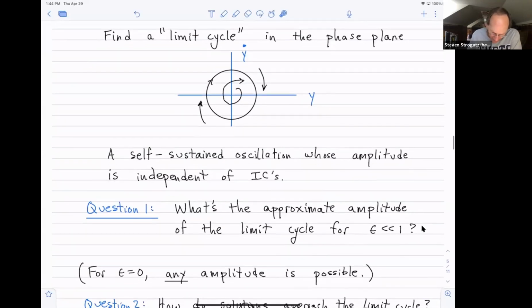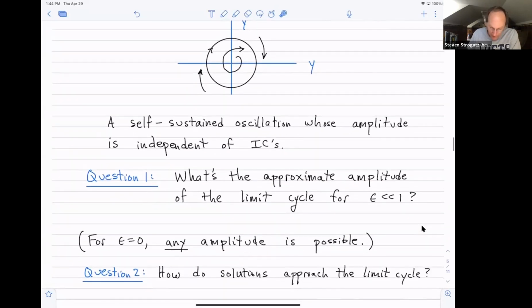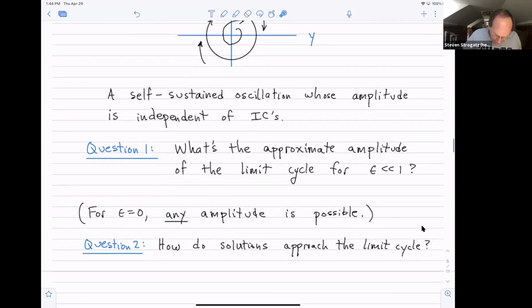So anyway, somehow one amplitude is being picked out. And that's our question: what amplitude is being picked out? The other question, then, as I said, is how do the solutions approach the limit cycle? Okay, so we're going to solve all of that.